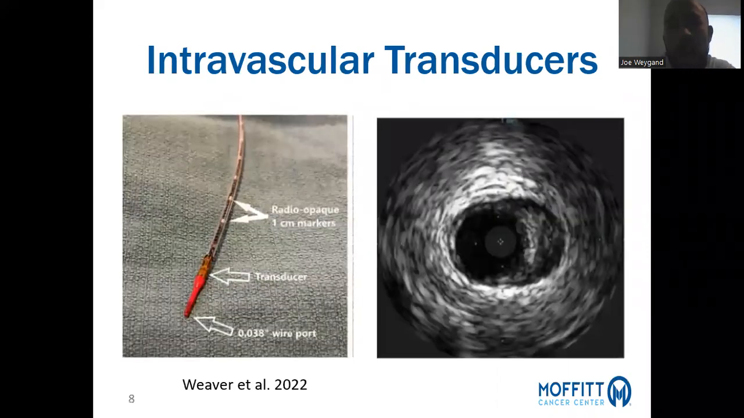A less common application is intravascular ultrasound. Here, obviously, your transducer has to be very small so that it can fit in the vascular structures of the patient, the vessels and the arteries. Shown on the left is a transducer, and shown on the right is an image from intravascular ultrasound.